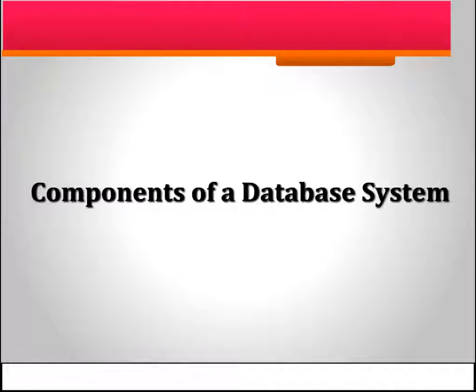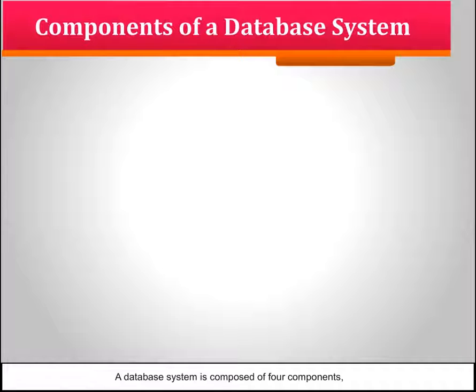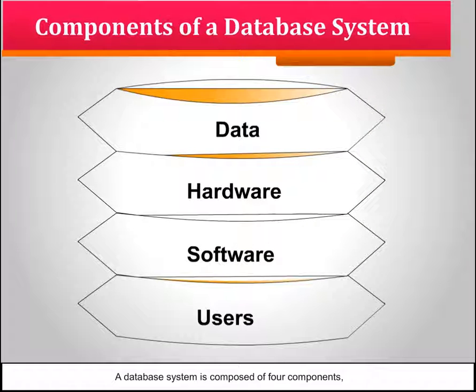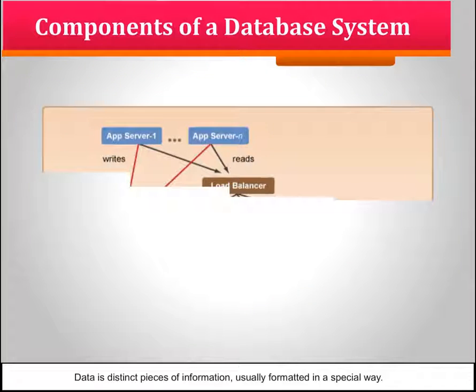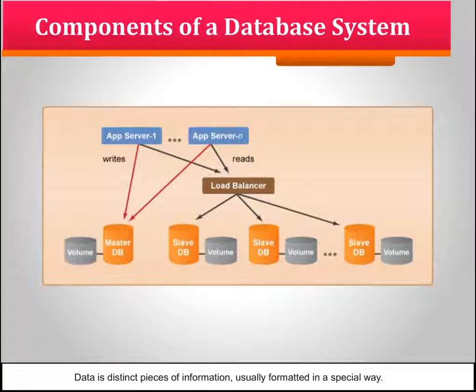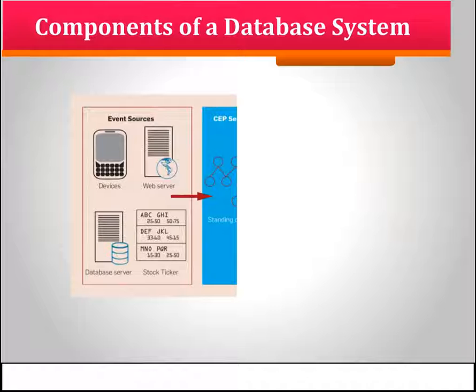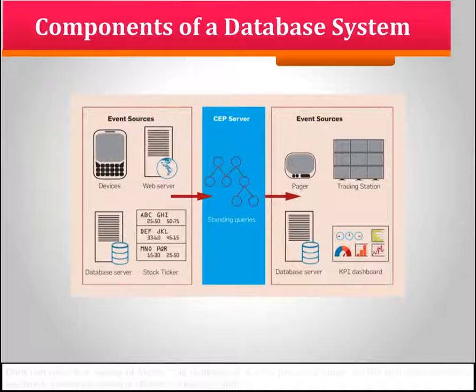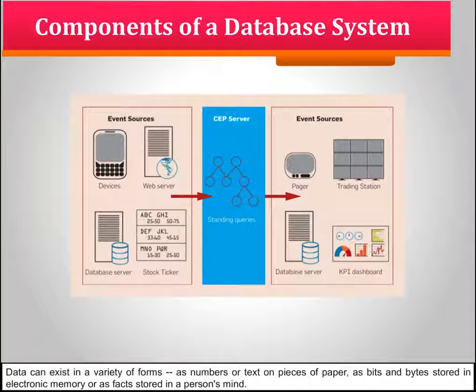Components of a database system. A database system is composed of four components. Data is a distinct piece of information, usually formatted in a special way. Data can exist in a variety of forms, as numbers or text on pieces of paper, as bits and bytes stored in electronic memory, or as facts stored in a person's mind.